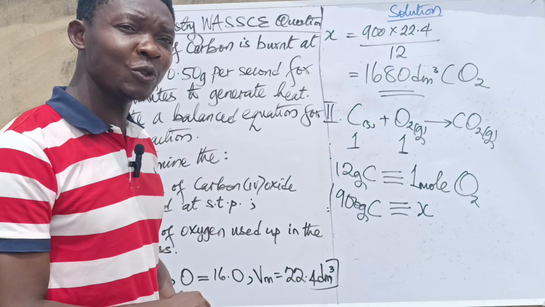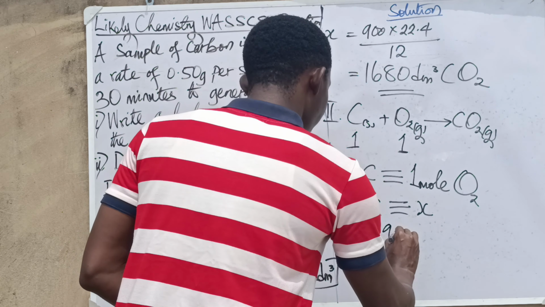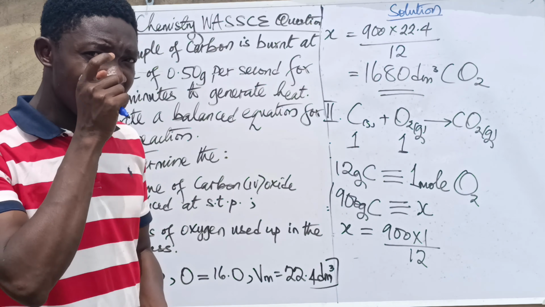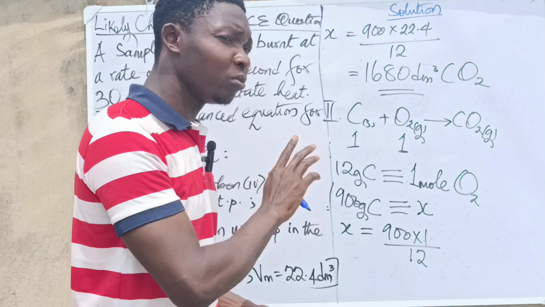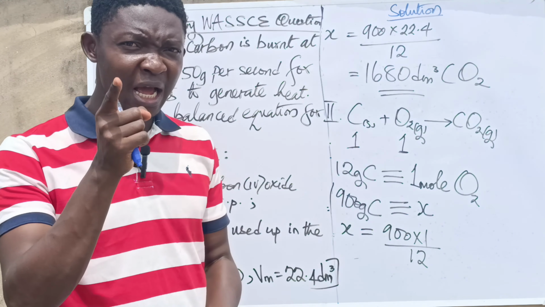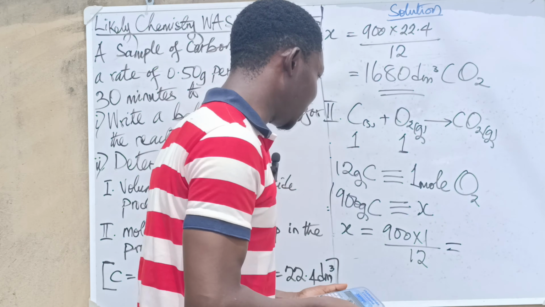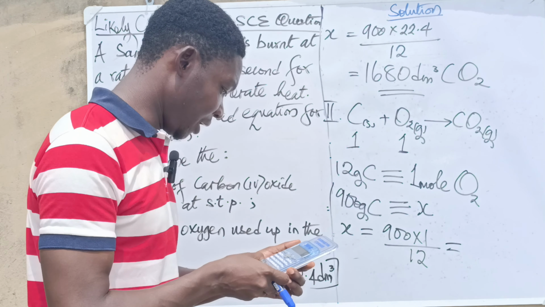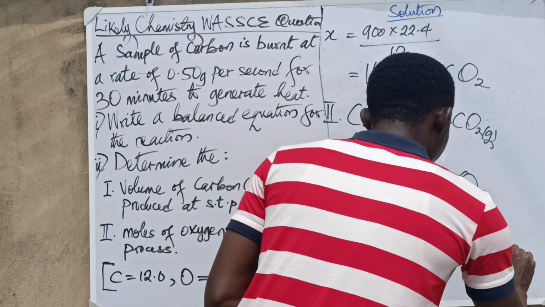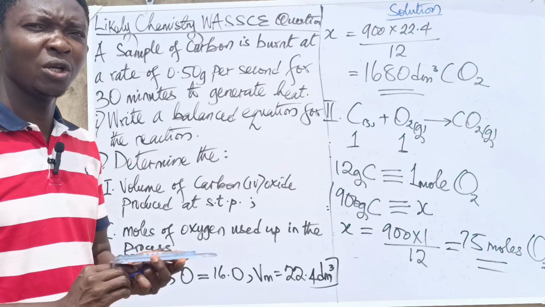I love using x, forgive me. Then if we cross multiply and make x the subject once again, we'll have x equals 900 times 1 divided by 12. Yes, I said times 1 for the sake of substitution in responding to your question. If this 1 is not there, I'm sorry, a wicked marker will deny you of getting that mark for substitution. Then when we do this, 900 by 12, let's see what it leaves us with. It leaves us with 75 moles. 75 moles of oxygen is used up when 900 grams of carbon got burnt.